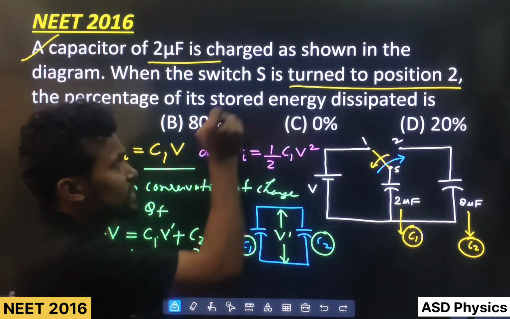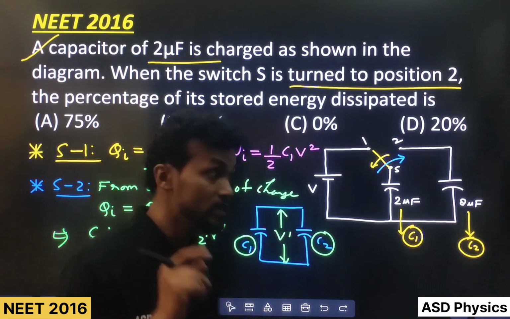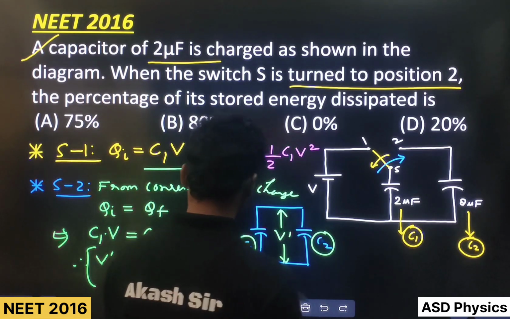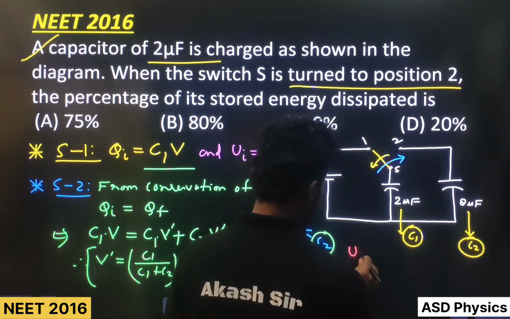Now as we have to talk about the energy, that means we have to calculate how much energy is also in this. Okay, so if I talk about the energy, let's take the final energy as UF.